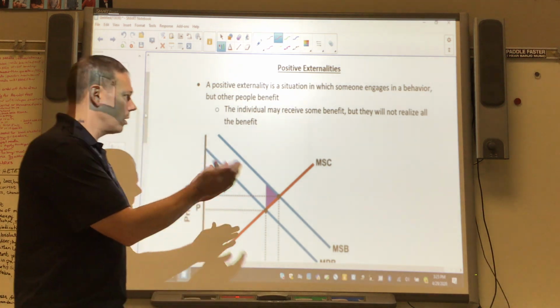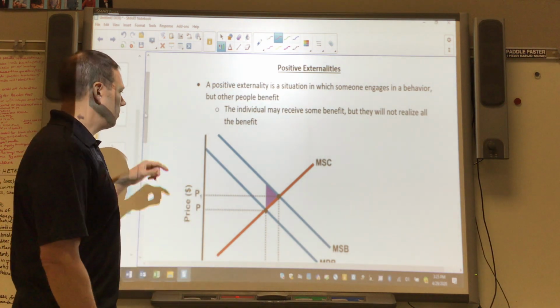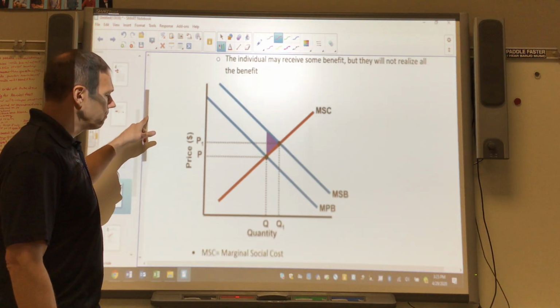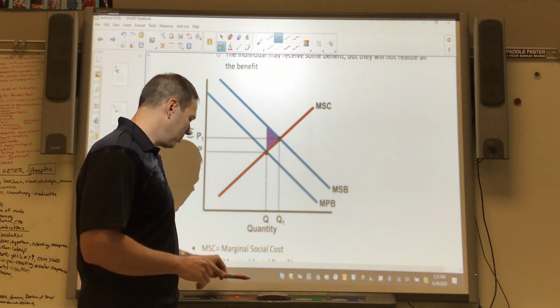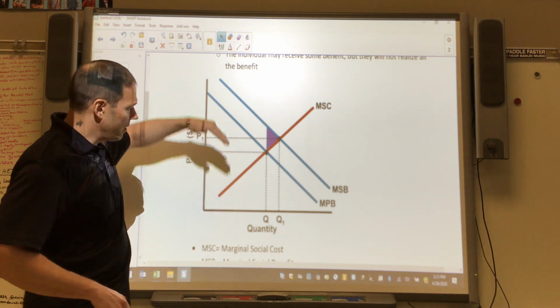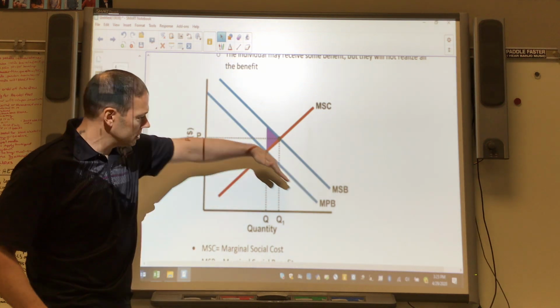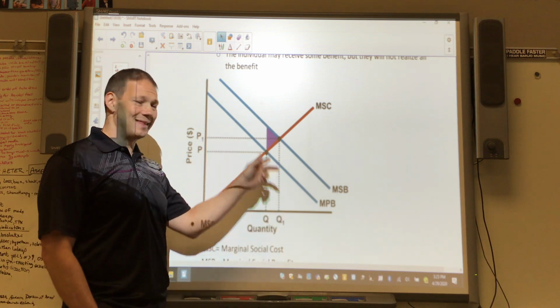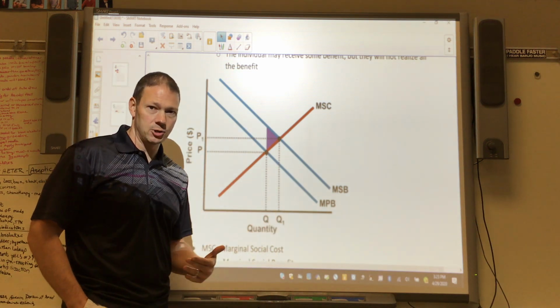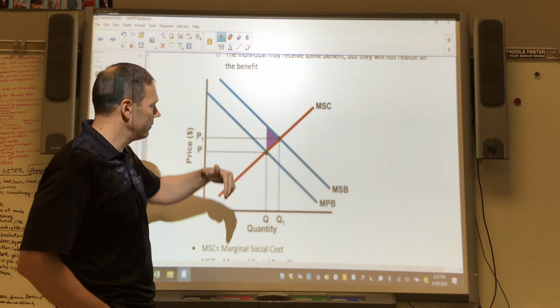So anything where one person does something but other people receive some of the benefits. Now, the simplest way of understanding the problem with positive externalities is by looking at a graph. Okay, so you've got here, this blue line, this lower one represents the marginal private benefits. So these are the benefits that the individual receives from the action or from producing this good or service.